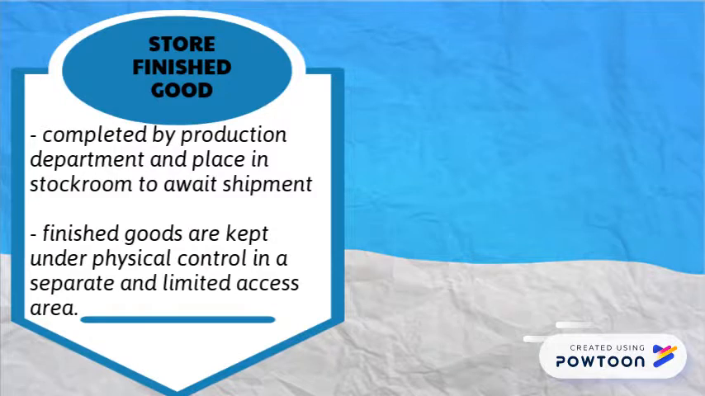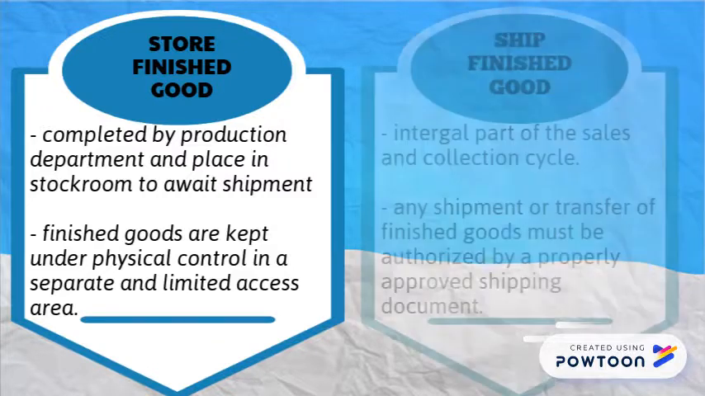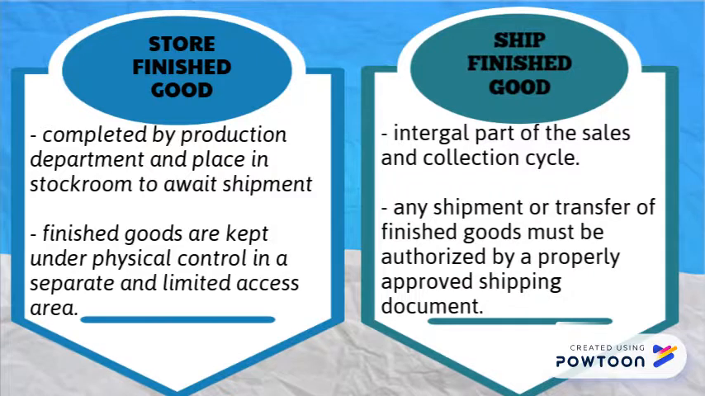Store finished good, completed by production department and placed in the stockroom to await shipment. Finished goods are kept under physical control in a separate and limited access area. Ship finished goods, integral part of the sales and collection cycle. Any shipment or transfer of finished goods must be authorized by a properly approved shipping document.